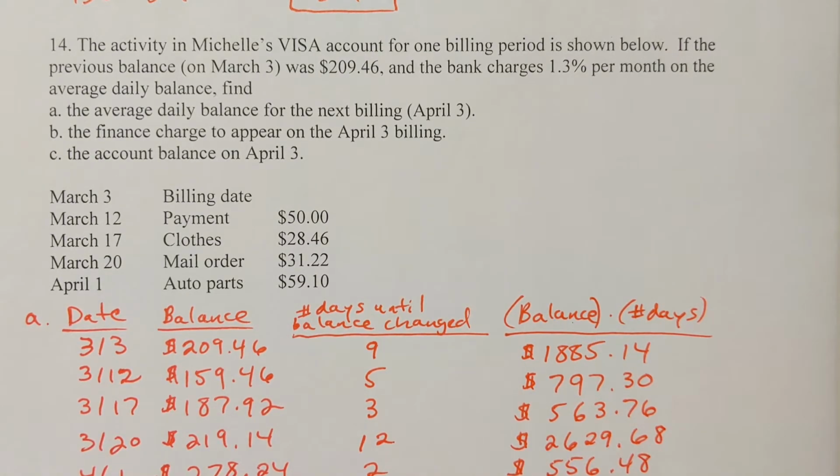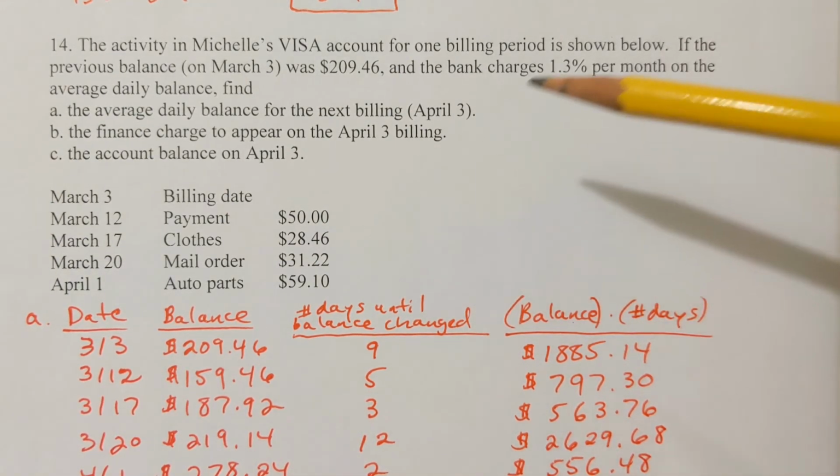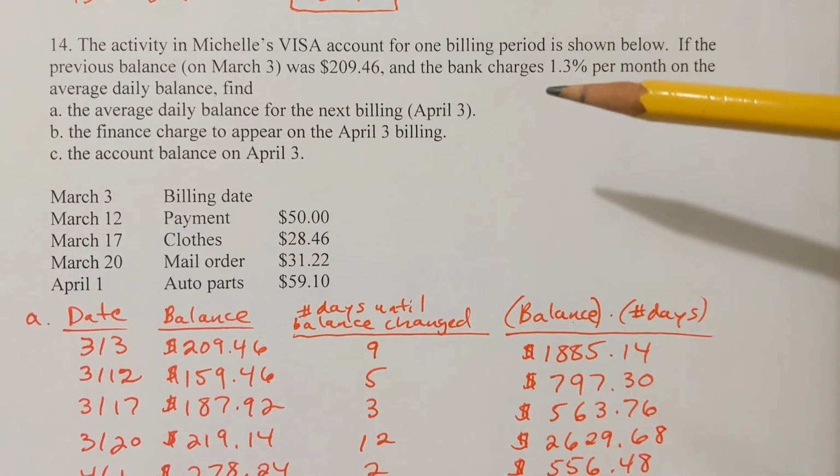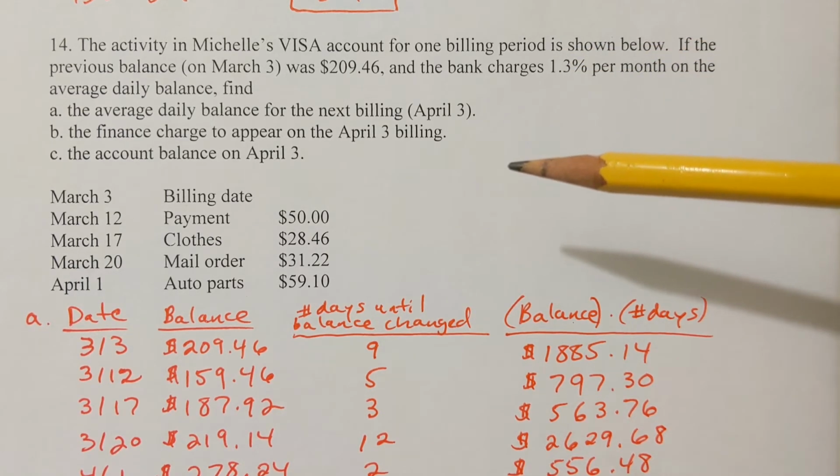So problem 14 is a more detailed problem. It says the activity in Michelle's Visa account for one billing period is shown below. If the previous balance, which is on March 3rd, was $209.46, and the bank charges 1.3% per month on the average daily balance, find in Part A the average daily balance for the next billing, which would be on April 3rd. Part B, the finance charge to appear on the April 3rd billing. And then Part C, the account balance on April 3rd.